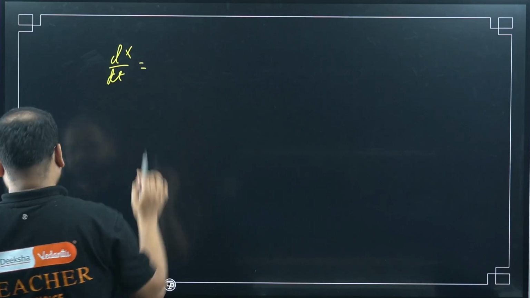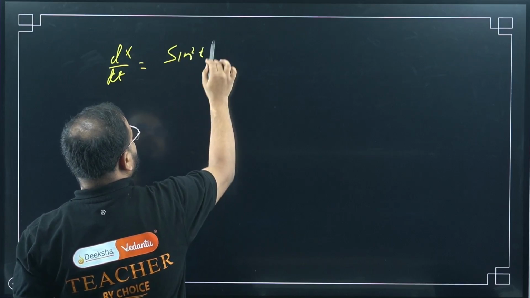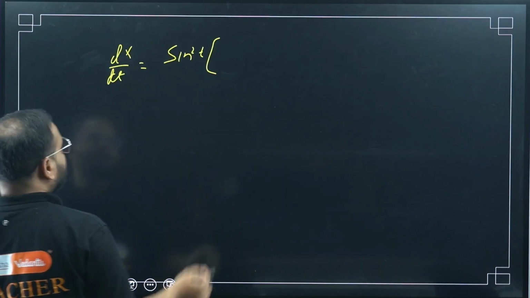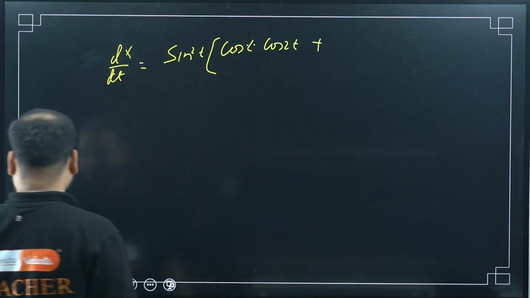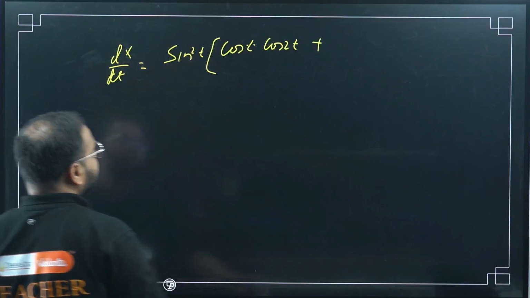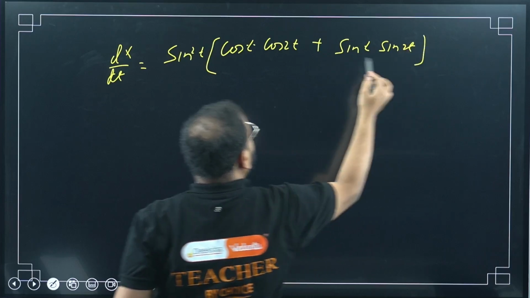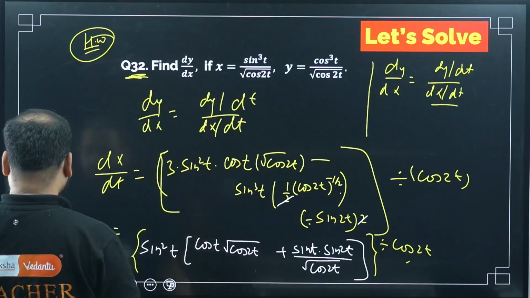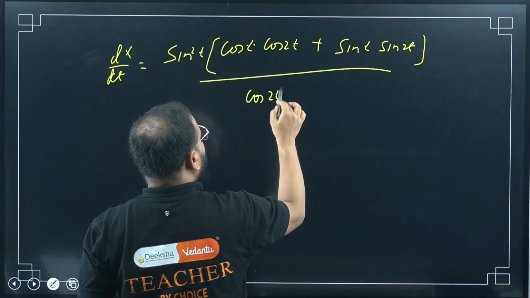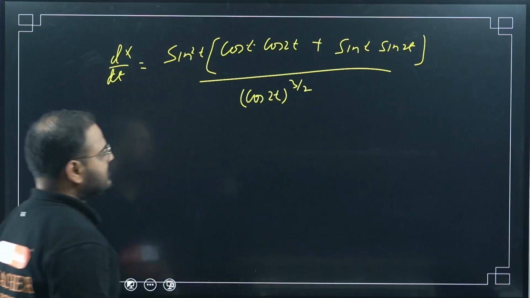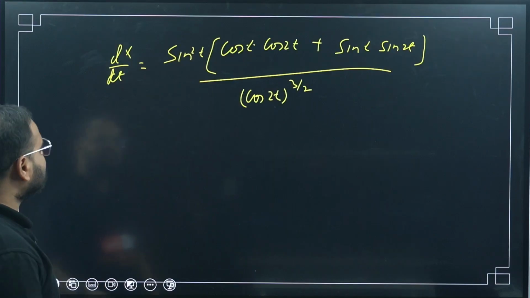dx by dt will be what? Your sin square t, okay? Cos t cos 2t plus sin t sin 2t, okay? Upon cos root t is there, right? So it will come here. So it will become what? Cos of 2t to the power 3 by 2. This is it, okay? So please solve the same way for dy by dt and get the ratio. Things will get cancelled. You'll have an answer.